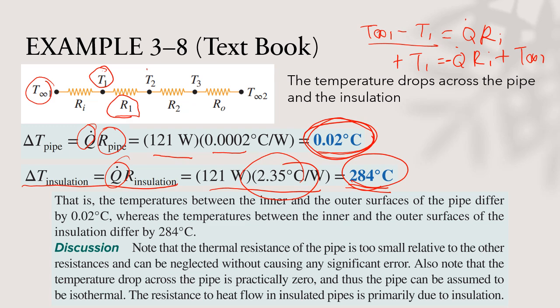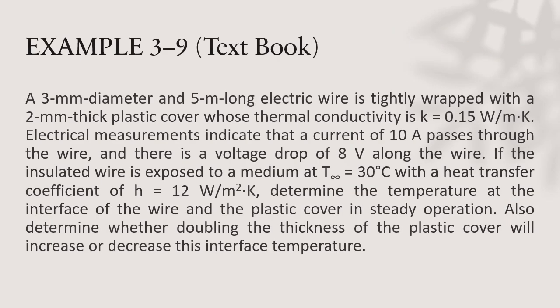All right, we want to look into another example, Example 3-9 in our textbook as well. A 3 millimeter diameter and 5 meter long electric wire is tightly wrapped with a 2 millimeter thick plastic cover whose thermal conductivity is k equals 0.15 watt per meter Kelvin. Electrical measurements indicate that a current of 10 ampere passes through the wire and there is a voltage drop of 8 volts along the wire.